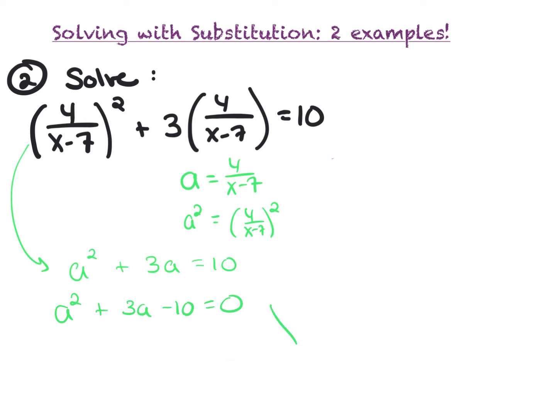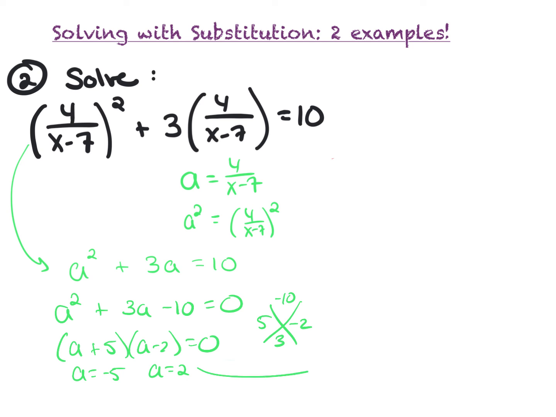And fortunately, this does factor, so it'll be nice and quick. Two numbers that multiply to negative 10 but add to be 3 would be 5 and negative 2. So this will factor to a plus 5 and a minus 2 equals 0. So our two solutions will be a equals negative 5 and a equals 2. Well, our two solutions in terms of a's.